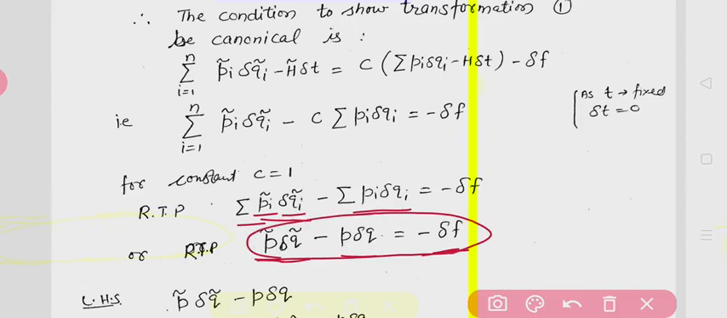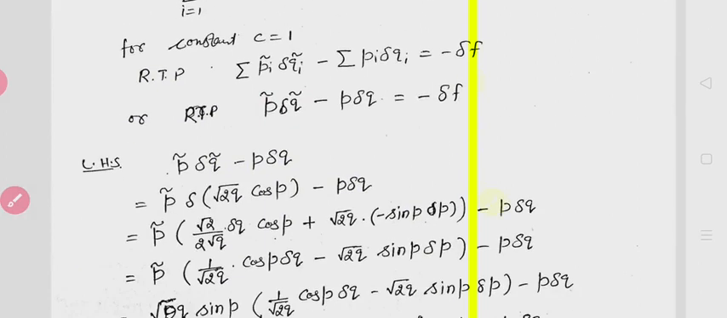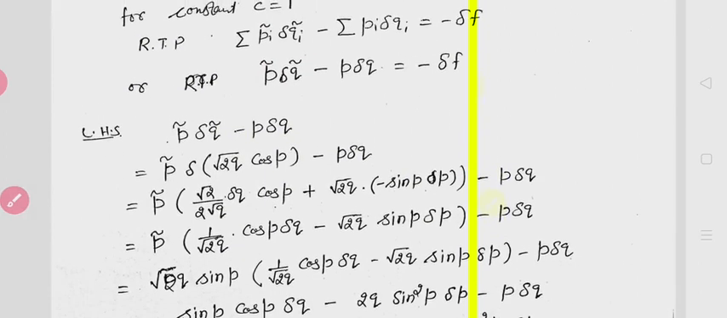So you have to show that p tilde delta q tilde minus p delta q is equal to the exact derivative of some function f of the same variables, t, q, p. So I consider the LHS over here. That means p tilde delta q tilde minus p delta q.